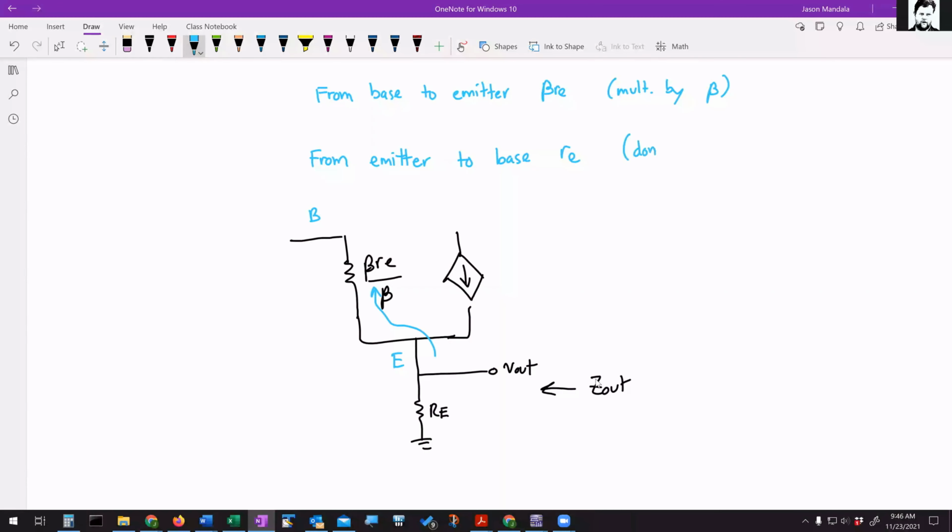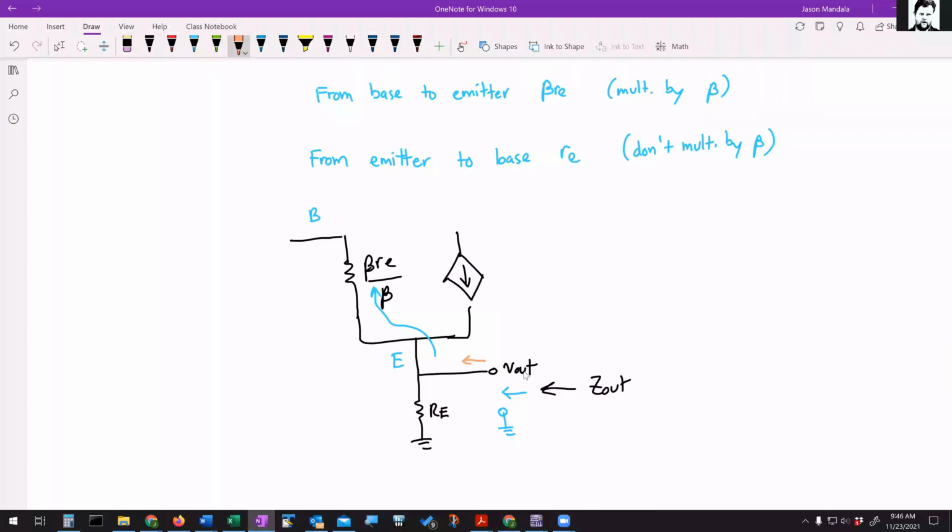And when you're looking from emitter to base, you don't multiply by beta, okay? So what's going to happen is you're going to see little re when you look in this direction, and then you're going to see big re when you look down here. So remember, finding the output impedance or input impedance is simply finding the resistance seen looking between these 2 points, looking between your out terminal and ground. So imagine sending a current in and watching how it splits and combines and all that.